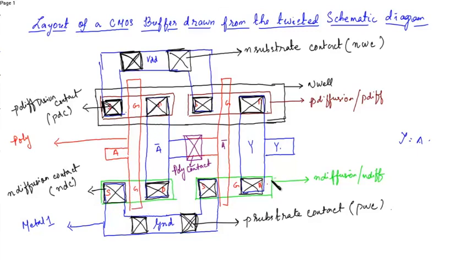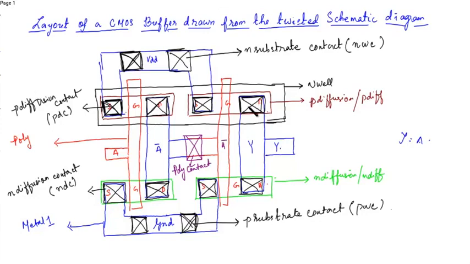It has got two inverters. This portion is inverter 1, and this portion is inverter 2. The input A is given at the gate, output A bar is obtained at the drain. This A bar, the output of inverter 1, will act as the input to inverter 2. So this is a metal layer, this is a poly layer. When they come in contact, you have to place a poly contact in order to make connection between these two layers.